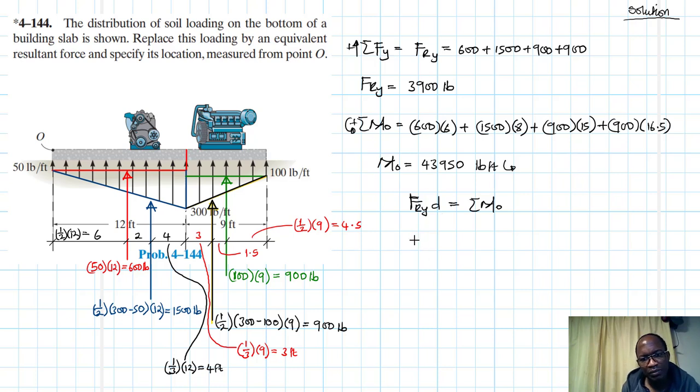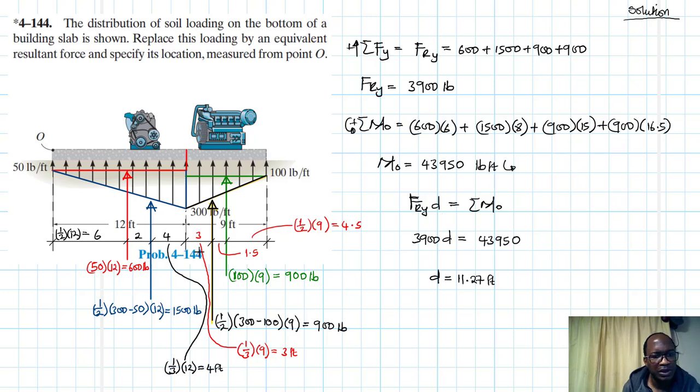So let's now bring in the values. We found a 3900, then we are saying times D. This is going to be equal to the summation of moments. We found a 43,950, and therefore our D is going to be equal to 43,950 divided by 3,900. This gives us a D of 11.27 feet. Okay, so this is where we expect the resultant to be.